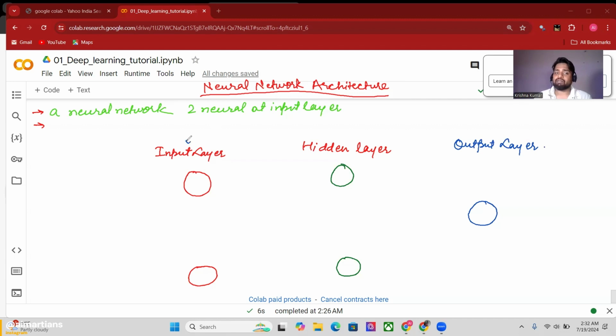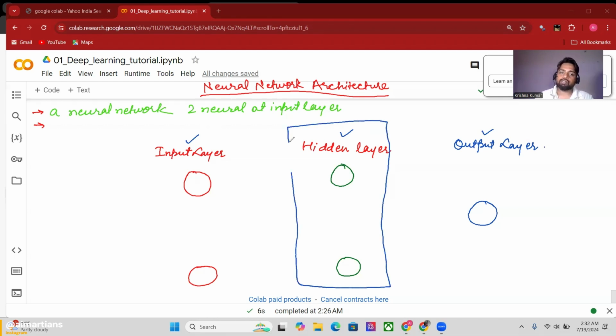Okay, where I have two neurons at the input layer, two neurons at the hidden layer, and one neuron at the output layer, and there is only one hidden layer. See, this is one hidden layer, this is called the hidden layer. But if somebody asks in an interview how many neurons there are in this hidden layer, you have to say we have two neurons in the hidden layer. So keep this in mind. Okay, so let me erase this.